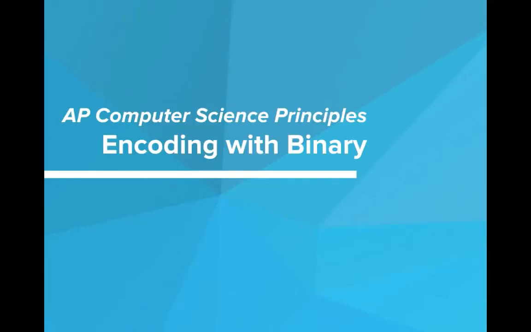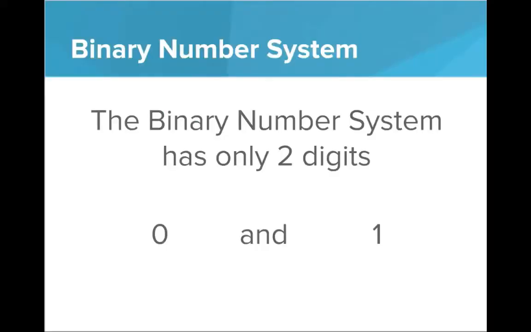Hi. In this video, we'll be talking about how we can encode data using the binary numbering system and why the binary numbering system is so awesome. Remember that the binary number system is a number system with only two digits, 0 and 1. We can represent every number using just zeros and ones if we follow the binary numbering system.